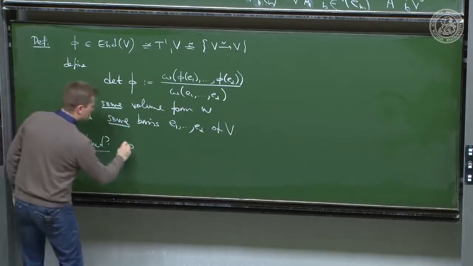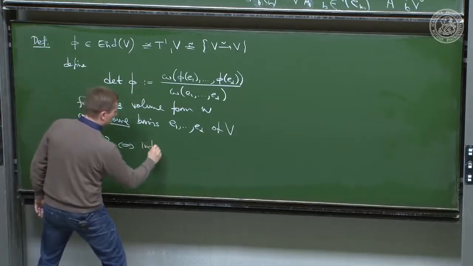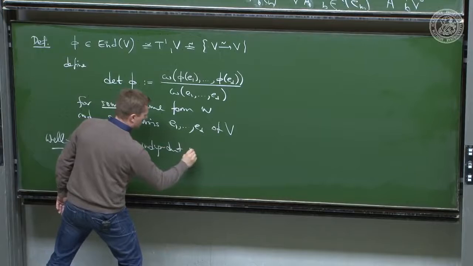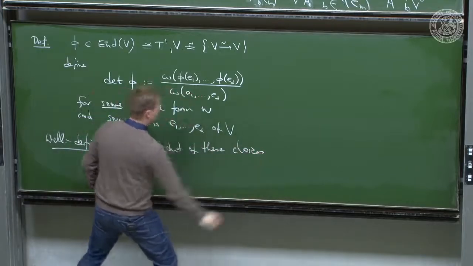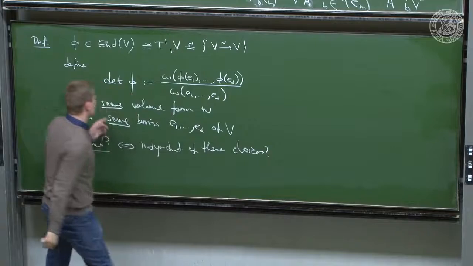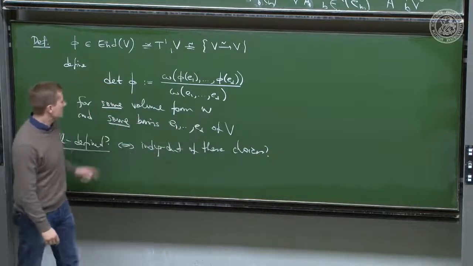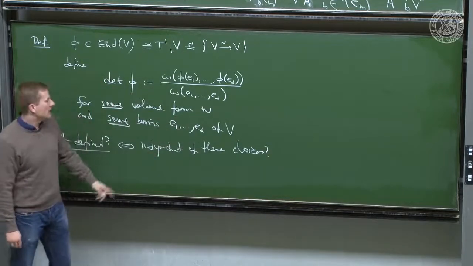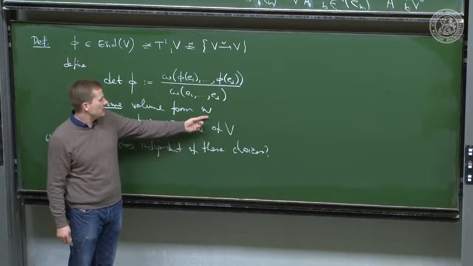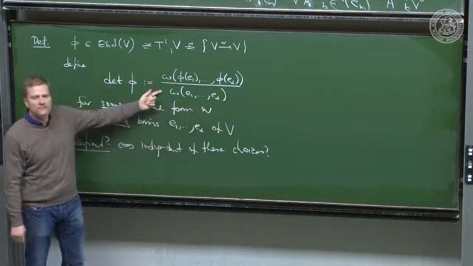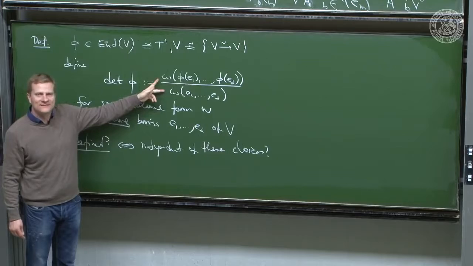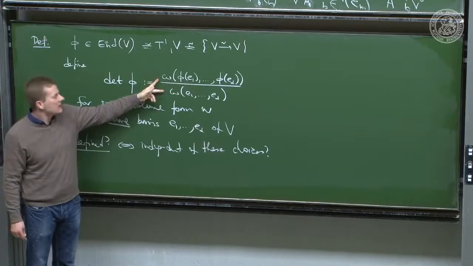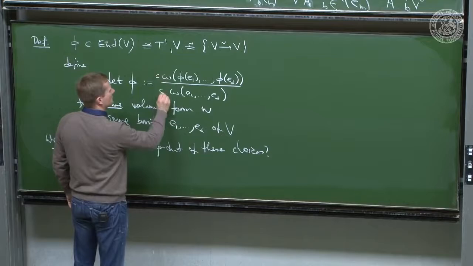Well defined, that means is it independent of these choices? Independent of these choices of which omega you choose and which basis you choose. Now, you immediately see why it's independent of the choice of omega. Do you see that? Who can tell me why it's independent of the choice of omega? Exactly, the factor C, as we call them.